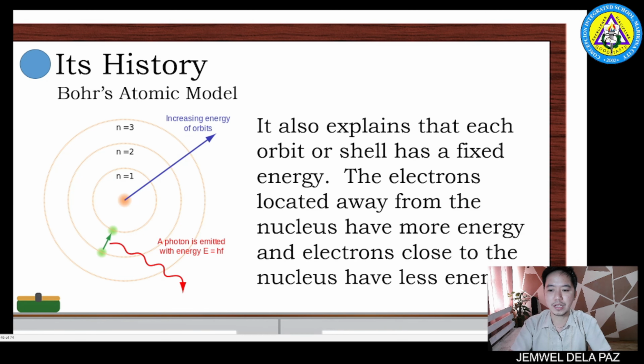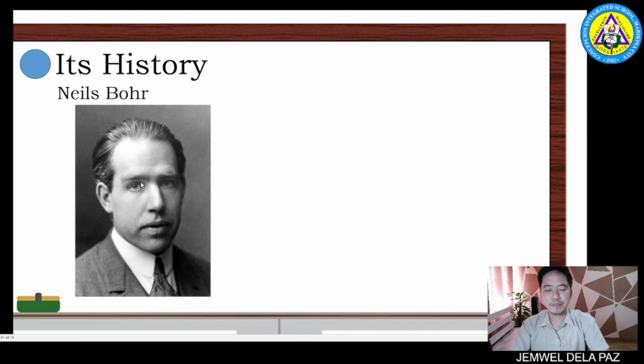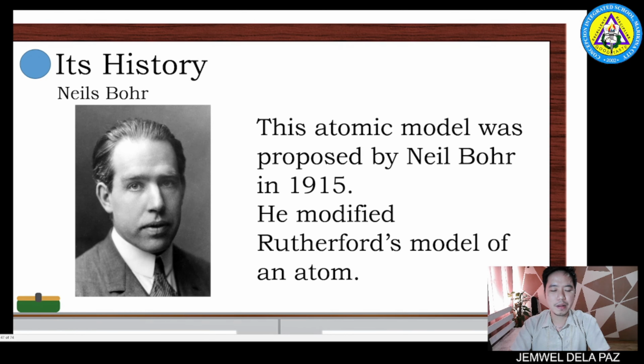Based on our illustration, the electrons found on the third shell or the third orbit have more energy than the electrons closest to the nucleus. This planetary model was proposed by Niels Bohr in 1915. He modified Rutherford's model of an atom.